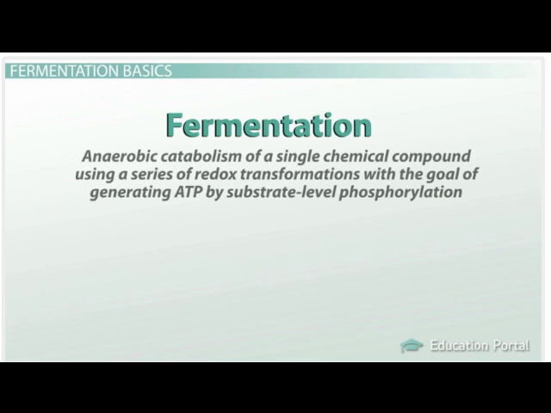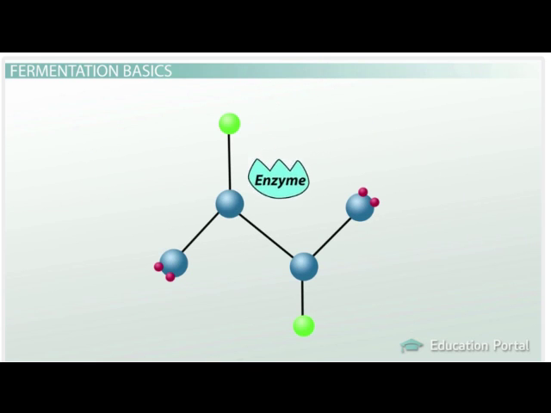Fermentation is the anaerobic catabolism of a single chemical compound using a series of redox transformations with the goal of generating ATP by substrate-level phosphorylation. That definition sounds complicated, so let's break it down a little bit. Catabolism just refers to the breakdown of a chemical compound.